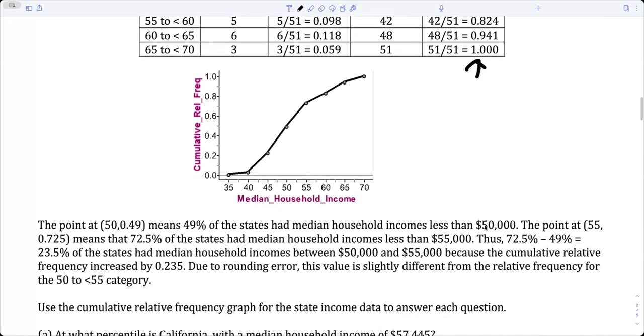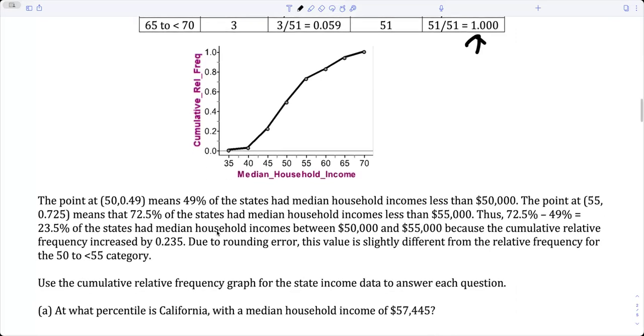And so this is a graph. It says the point at 50,000, 0.49 means 49% of the states had a median household income less than 50,000. The point at 55,000, 0.725 means that approximately 72.5% of the states had a median household income less than 55,000. And so you can calculate how much that increased from point to point by subtracting those percentages. Okay, so let's take a look at this.